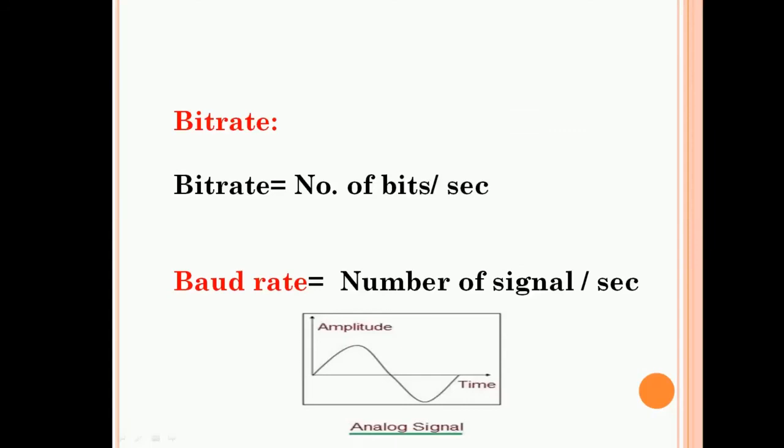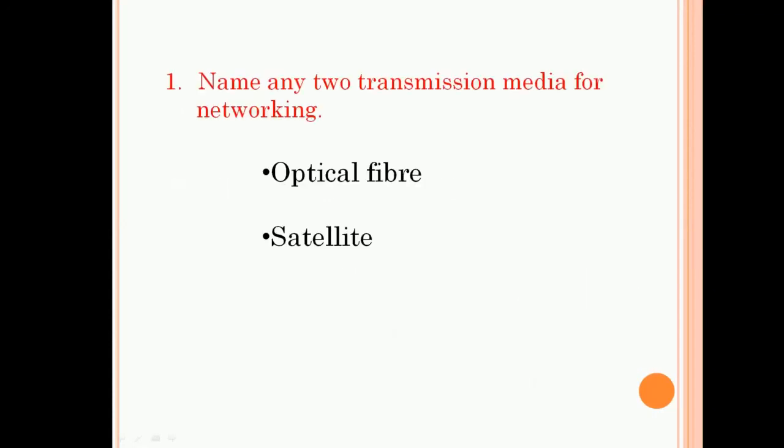So bitrate, what is the formula? Bitrate is equal to the number of bits per second. It's a very important question. Whereas baud rate is the number of signals per second. What is called a signal? You see, can you see the analog signal? One upper band and one lower band together are called one signal. So the number of signals transferred within a second is called baud rate. Got it?